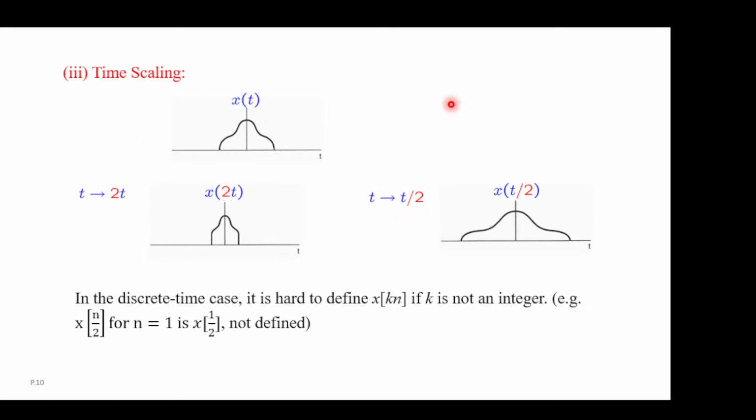But this one is more tricky. For continuous time, it's just this squeezing and stretching. But for discrete time, sometimes the time scaling is undefined, unless your scaling factor is an integer, because if you stretch your signal, then sometimes you need to calculate x of n over 2, but x of 1 over 2 is not defined. Because discrete time will only take points at integer values, time scaling is not always defined.